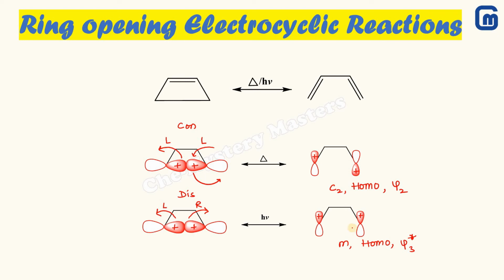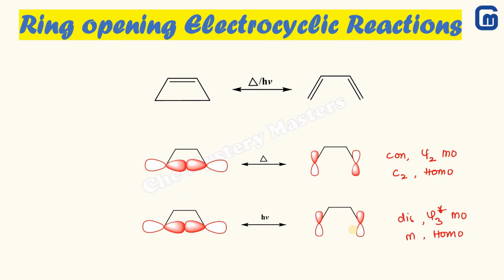So this is how we have seen that in case of a ring opening electrocyclic reaction, the molecule will change into a non-cyclic structure, and for that the HOMO of the non-cyclic structure will be the most important component. We have to regain the arrangement of orbitals of the HOMO for hν conditions as well as for the heat condition, and for that we have to carry out conrotation and disrotation respectively in case of thermal and hν conditions.